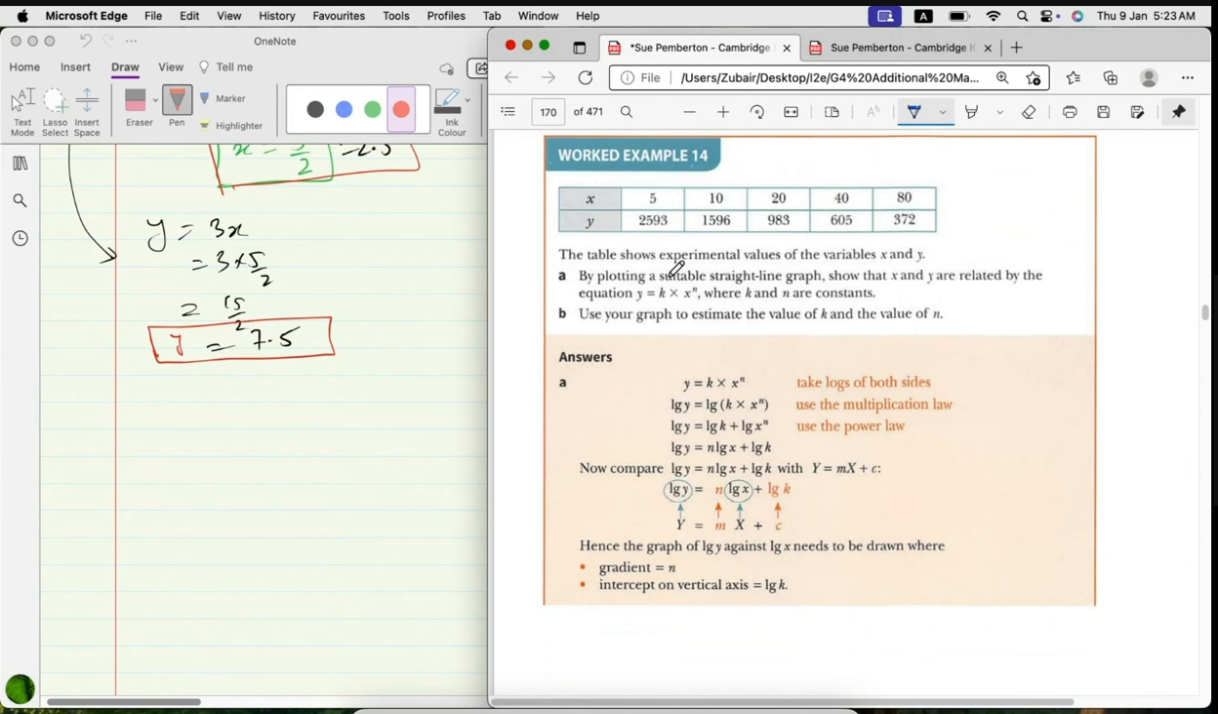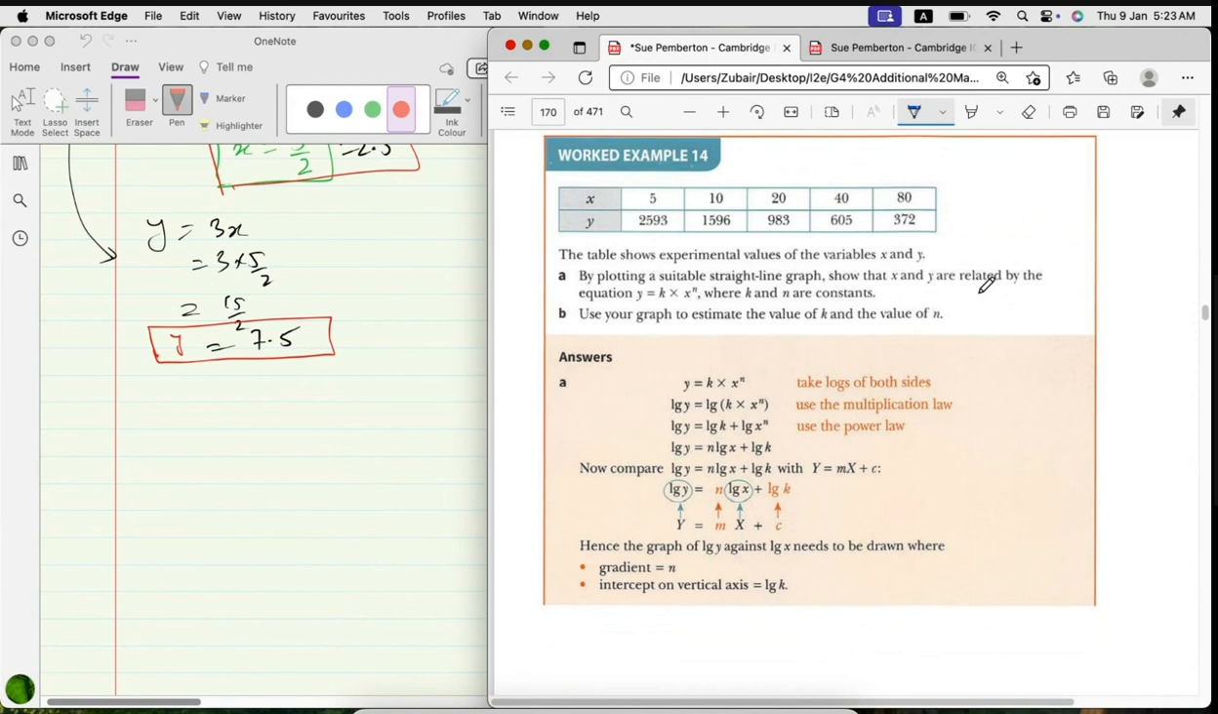But 2593 to 983, it is again 2.16 times. The relationship is slightly different. So we see what is happening. By plotting a suitable straight line, show that... So for the first part, we basically just compared it.